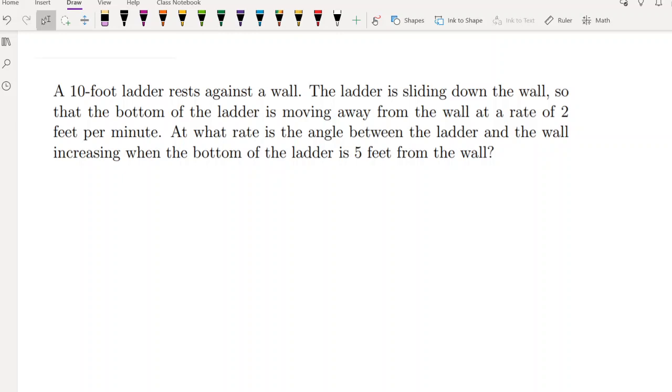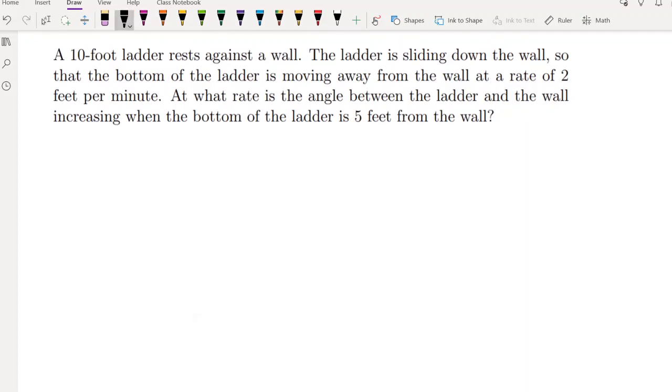So we really want to take it step by step and break it down and do each of these steps separately. Our first step is going to be to draw a picture. In our picture, we have a wall, we have the ground, and then we have a ladder. So let's draw in a ladder leaning against the wall. We know that the ladder is 10 feet long, and that's basically all we know for now.